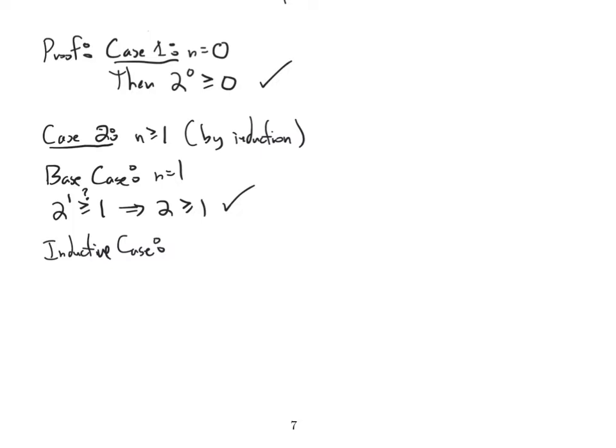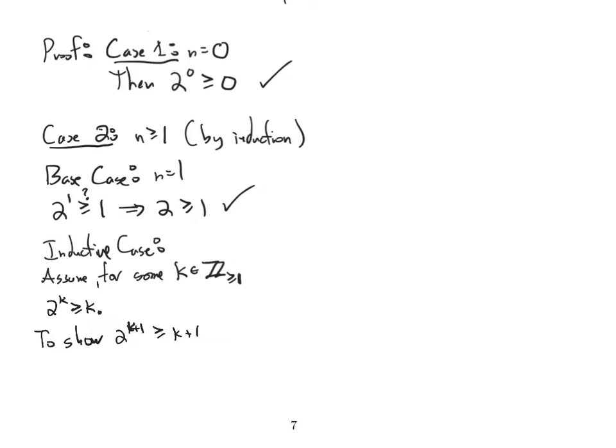Let's assume, just like before, for some k in z greater than or equal to 1 now, because remember, we separated 0 out as a special case. So assume for that 2 to the k is greater than or equal to k. And we want to show, of course, that 2 to the k plus 1 is greater than or equal to k plus 1.